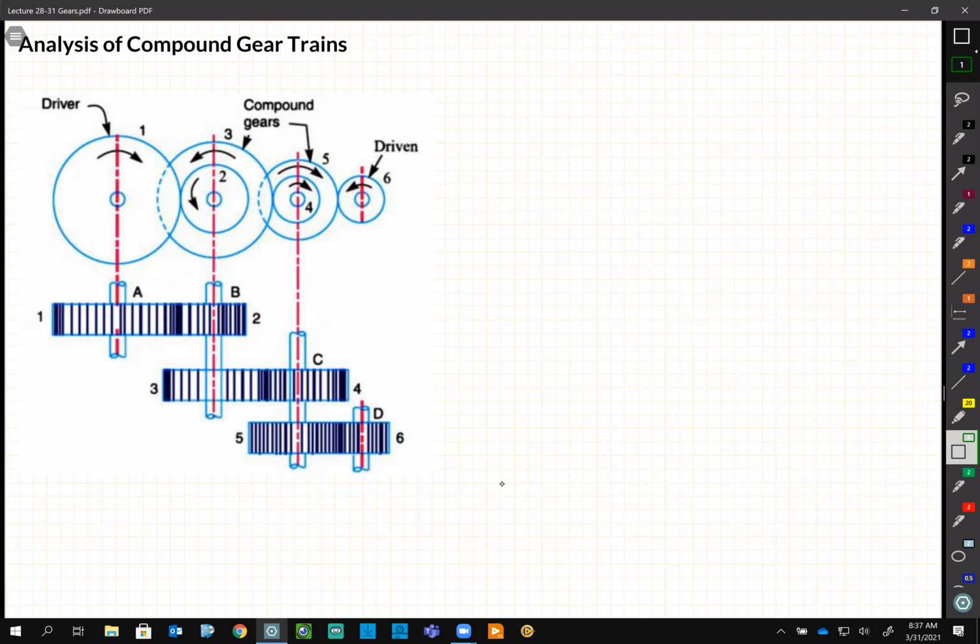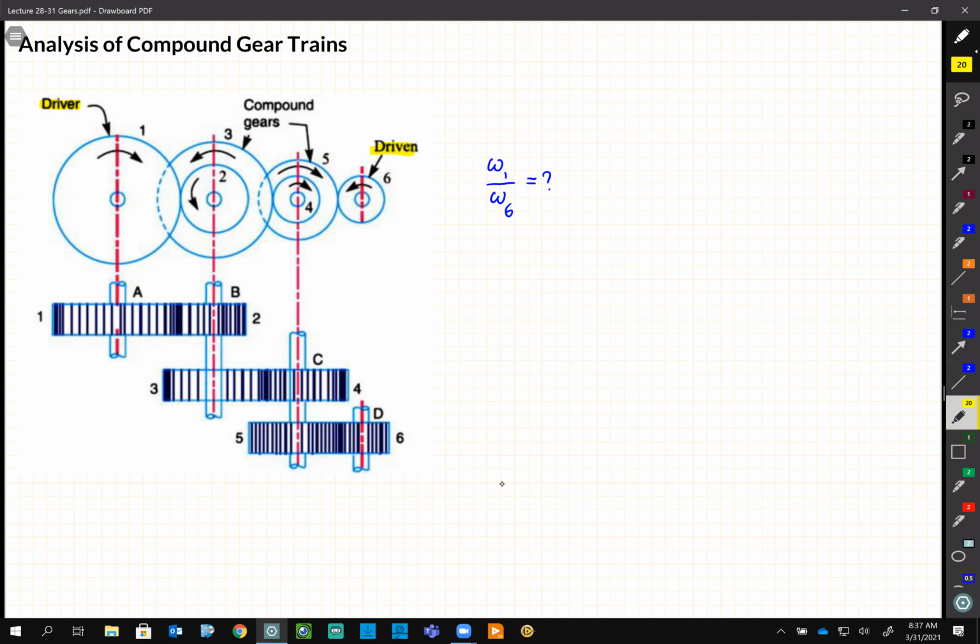So I'll give you a minute to think about it, and then we'll solve it together. Okay. This one minute gives me a good chance to drink my coffee. So what we want to find out is the ratio of omega-1 to omega-6. This is our input, which sometimes is called driver. And this is our output, which is called driven.